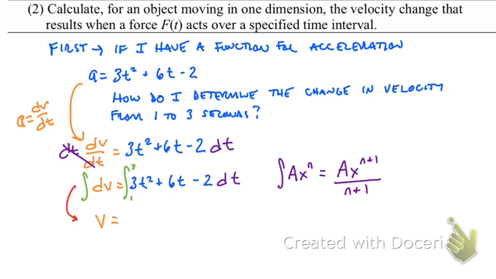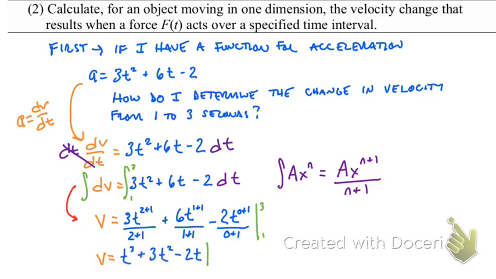So we add 1 to the exponent and divide by the new exponent: 3t to the 2 plus 1 over 2 plus 1, or you could have had 3t cubed over 3, plus 6t to the 1 plus 1 over 1 plus 1, minus 2t to the 0 plus 1 over 0 plus 1. Remember that there's a hidden t to the 0 there behind the 2. And again, we're evaluating that from 1 to 3. So that becomes v equals t cubed plus 3t squared minus 2t, from 1 to 3 seconds.